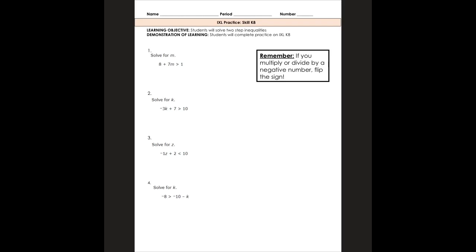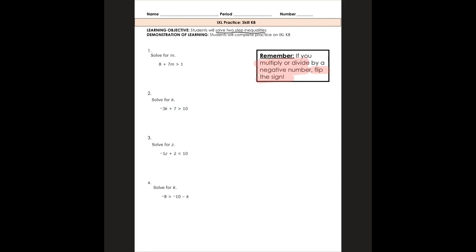This is IXL practice skill K8, how to solve two-step inequalities. Solving two-step inequalities is very similar to solving two-step equations. The only difference, as we've spoken before, is to remember if you multiply or divide by a negative number, you need to flip the sign. So this is the only thing that we have to look out for.